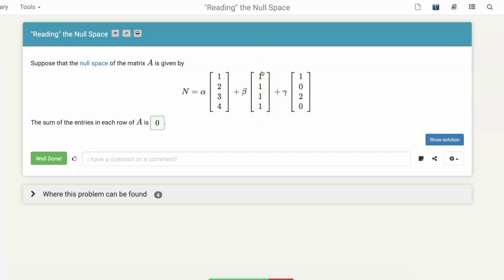Isn't that nice? By looking at the null space, you can say something interesting about the matrix. In fact, the null space is a very interesting characterization of what the matrix is.